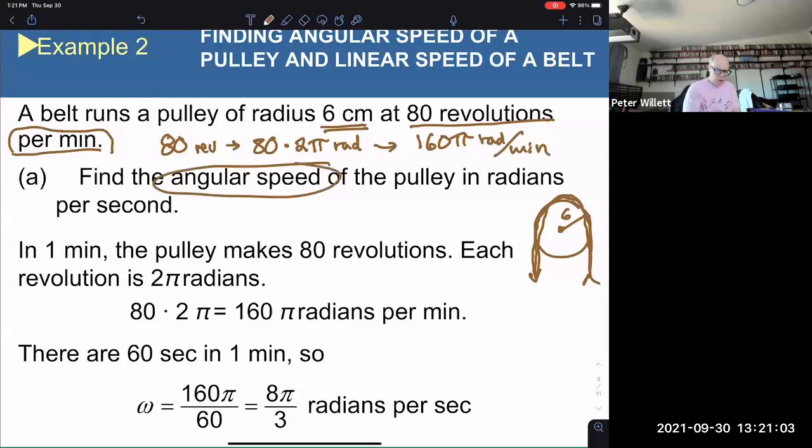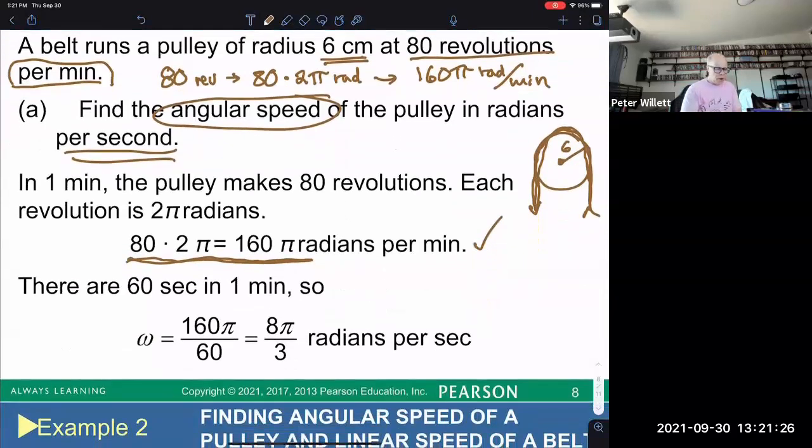So they're describing that all here. I just sort of used my words to try to guide us through the process, but they do that here. They say take the 2 pi radians in one revolution, multiply it by 80, and you get 160 pi radians per minute. Now they want this in seconds. So the last step of this would be to go from minutes to seconds.